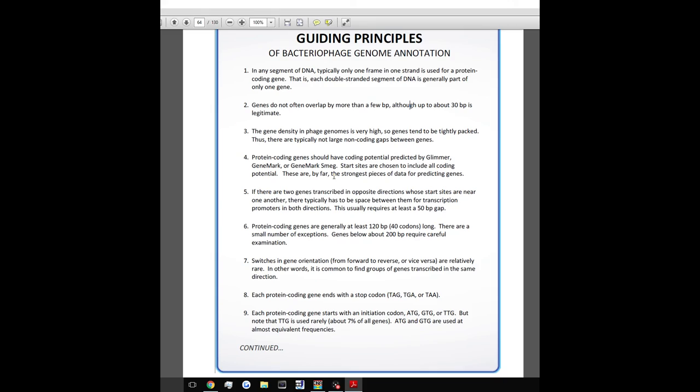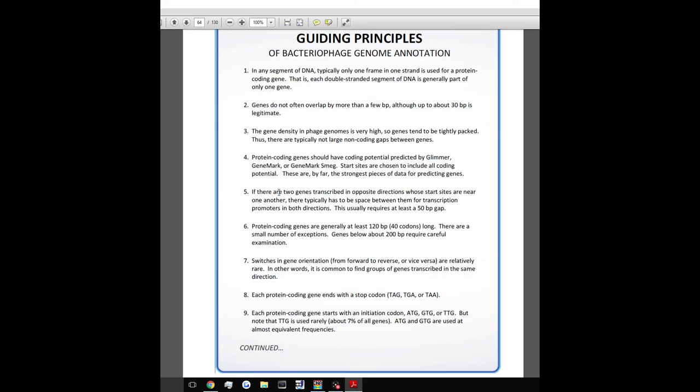I think this is just referring to, you know, if you're using an outside resource to maybe override where you should start a start site, or you're thinking just based on gaps and overlaps, changing the start site. And that is a bad idea if it's not predicted by Glimmer, GeneMark, or GeneMark SMEG. As it says here, these are by far the strongest pieces of data for predicting genes.